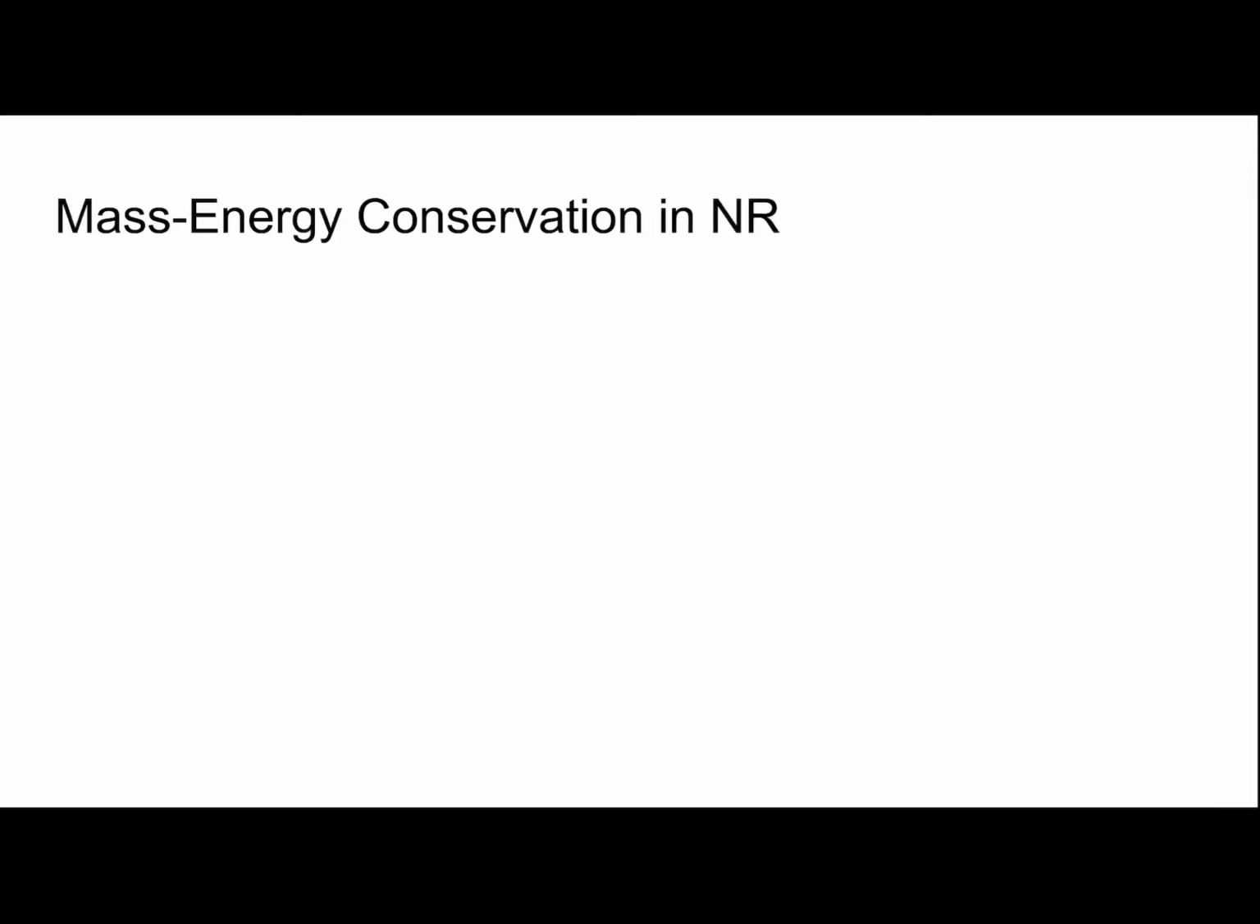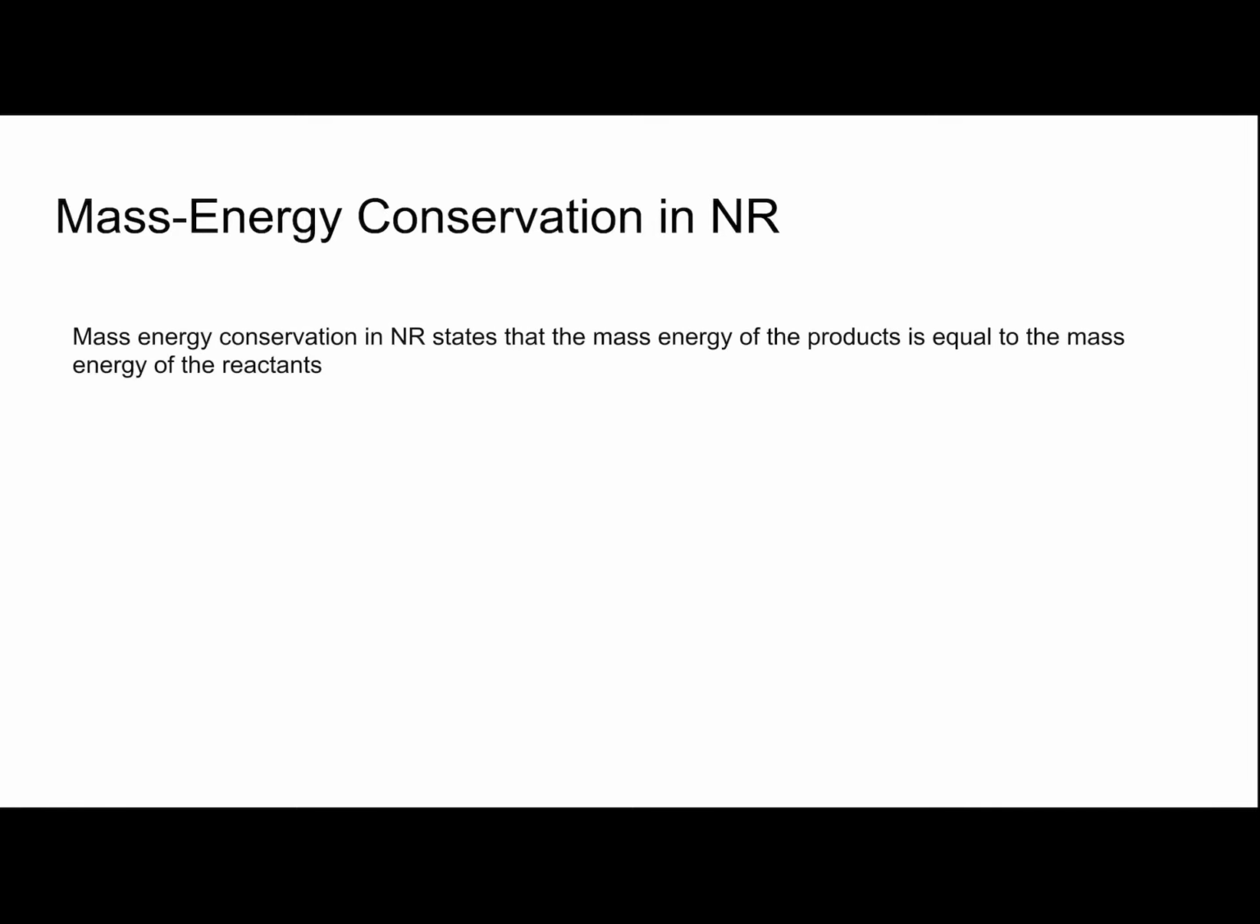So, mass energy conservation in nuclear reactions. Mass energy conservation states that the mass energy of the products is equal to the mass energy of the reactants. Instead of having conservation of mass by itself and conservation of energy by itself, mass and energy are equivalent. Therefore, we have mass energy conservation. This is the formula we need to know. The total mass of the reactants times c squared is equal to the mass of the products times c squared plus E, because we know that energy is released in fission and fusion.